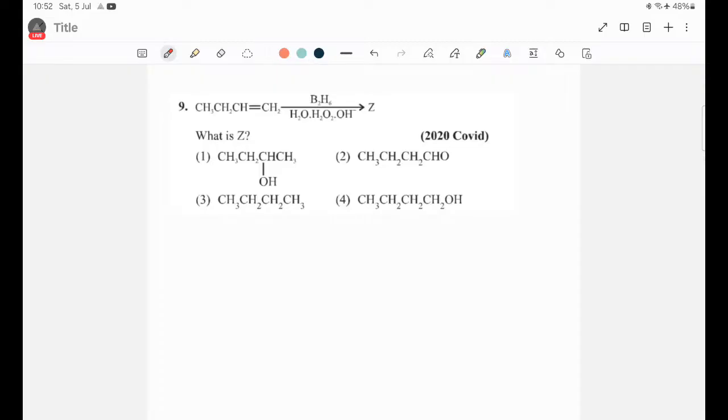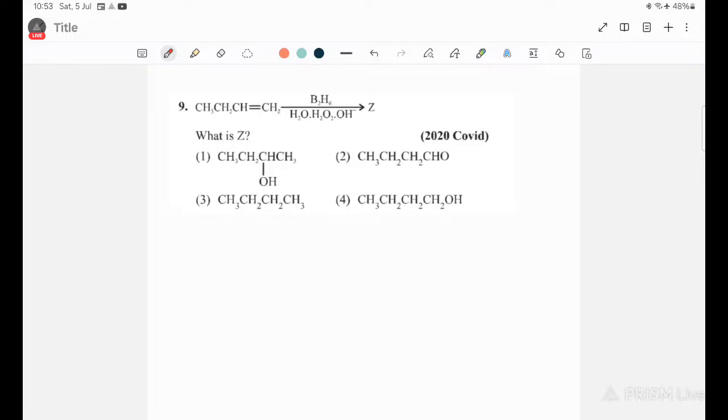And I have already told you how you can crack these kinds of questions, because here you have to remember only one rule: whether it will be Markovnikov addition or anti-Markovnikov addition. You only have to differentiate this out. There are 3 total hydration reactions: the normal hydration reaction, hydroboration oxidation, and oxymercuration demercuration. Among these 3 reactions, you just have to consider which one is Markovnikov addition and which one is anti-Markovnikov addition, and based on that you can solve this question.